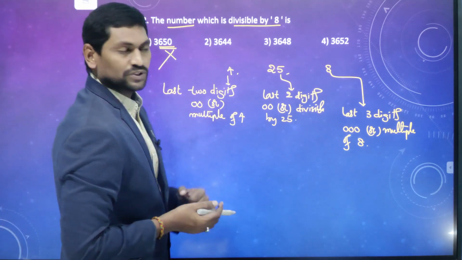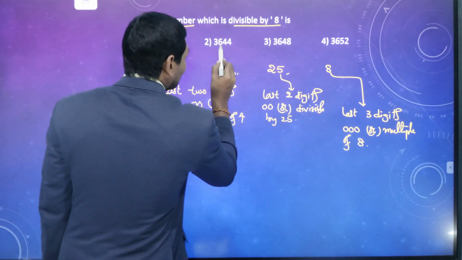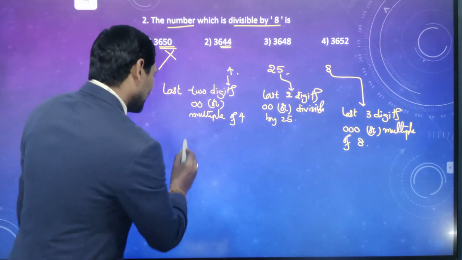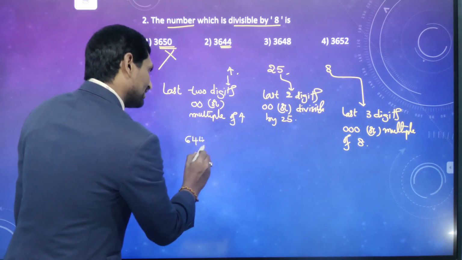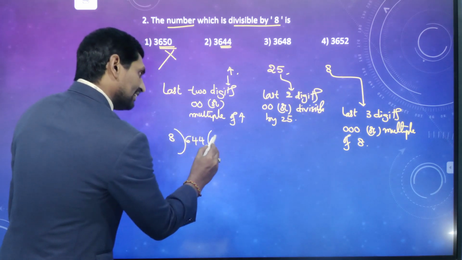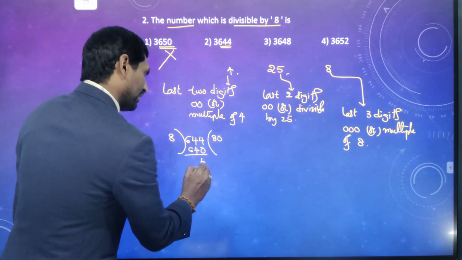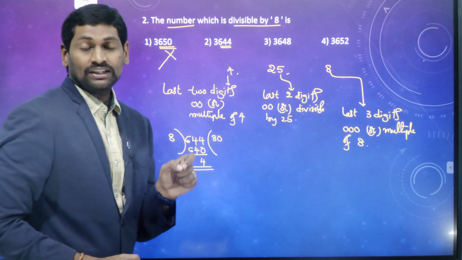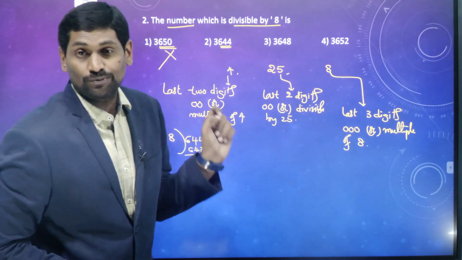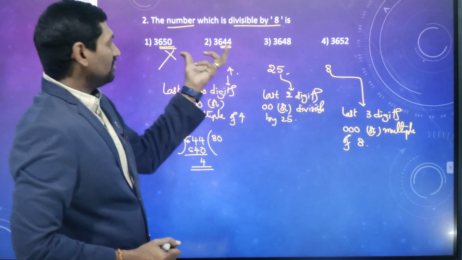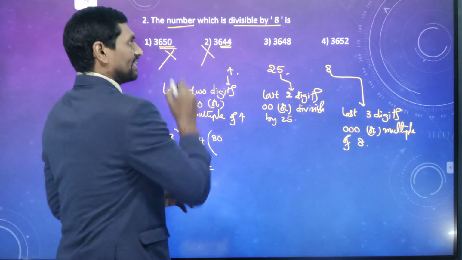Now coming to option number 2. The last three digits of this number are 644. 644 when you divide by 8: 8 80s are 640, which leaves the remainder 4. That means it is not exactly divisible by 8, because it is leaving the remainder 4. So the second option is also incorrect.